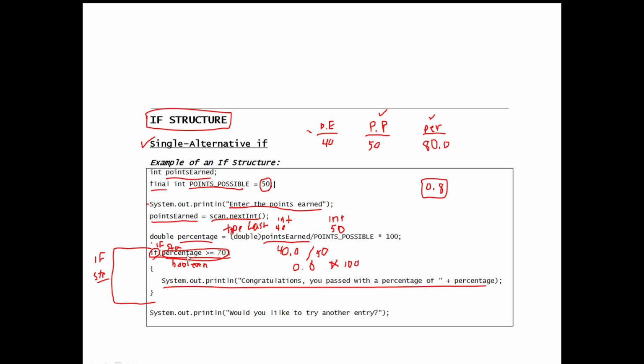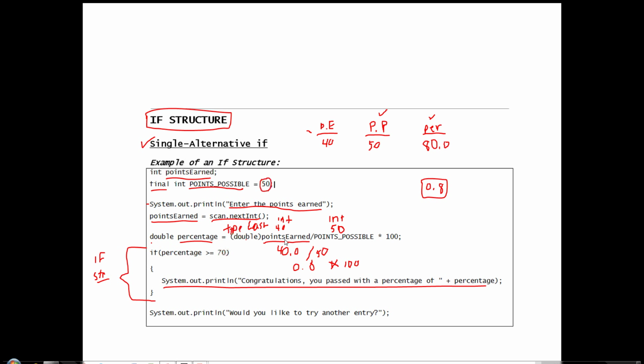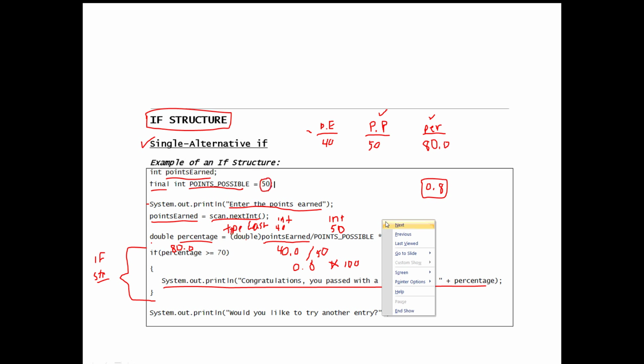Now remember, Boolean expressions are evaluated to be true or false. So this Boolean expression, we call the variable percentage, which has an 80.0 in it. So the question is, is 80.0 greater than or equal to 70? Well, it is. And so what's going to happen is this Boolean expression is going to be evaluated to be true.